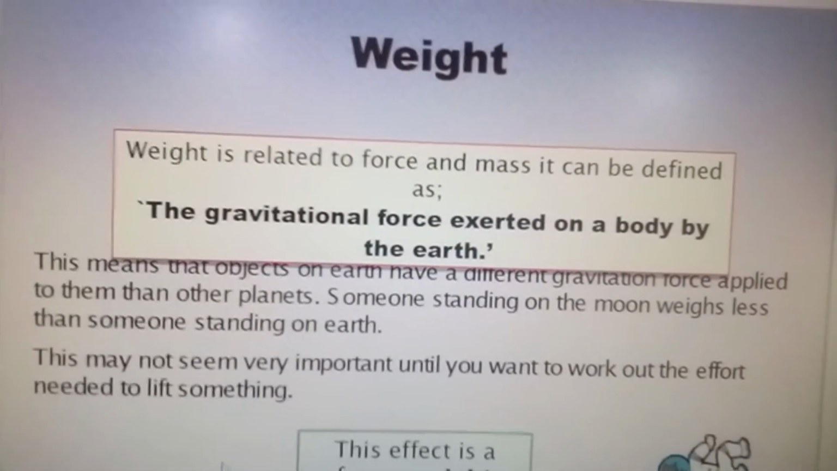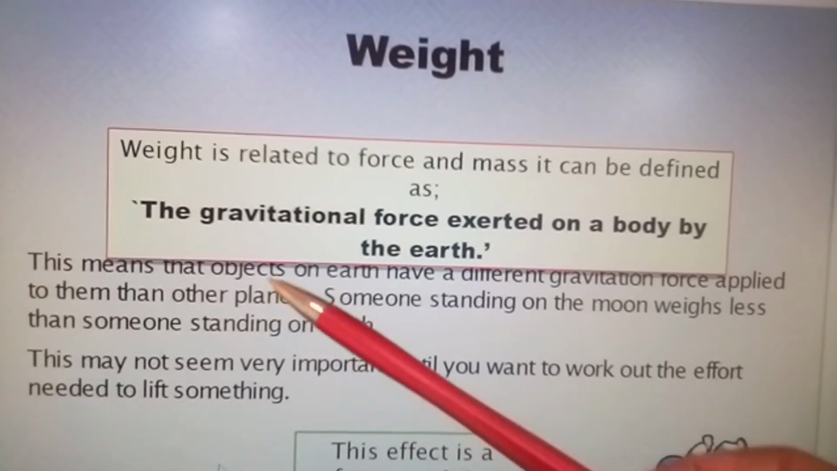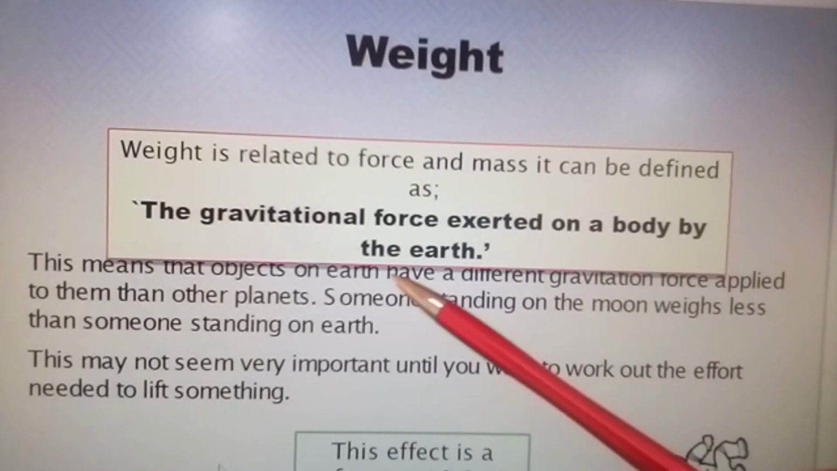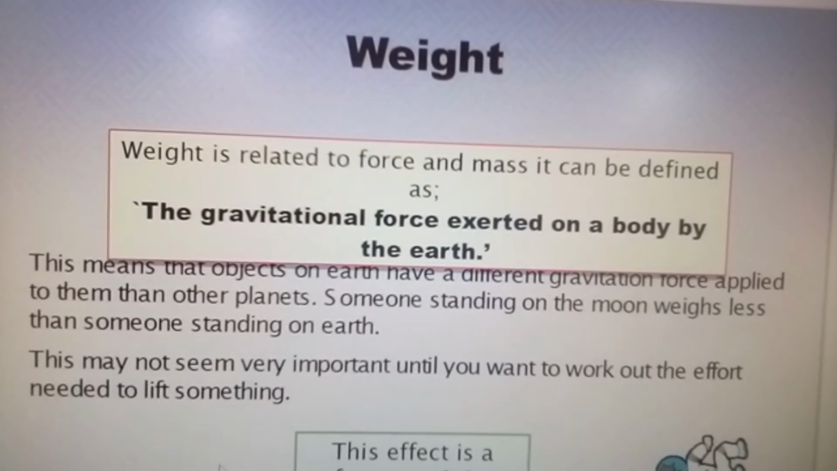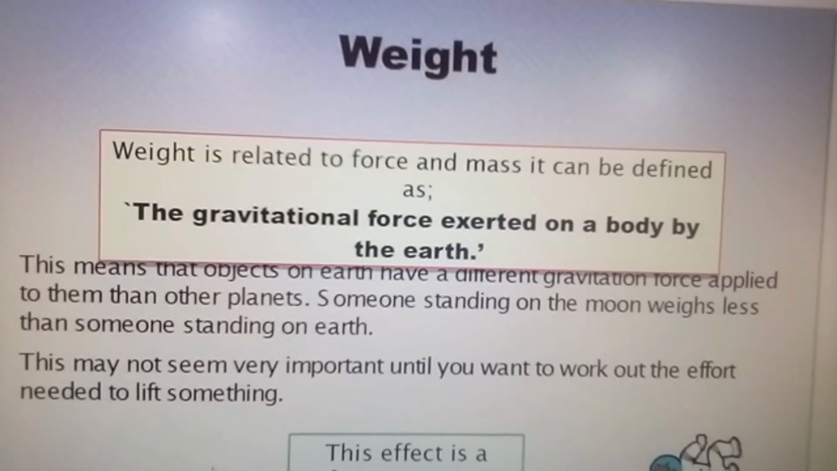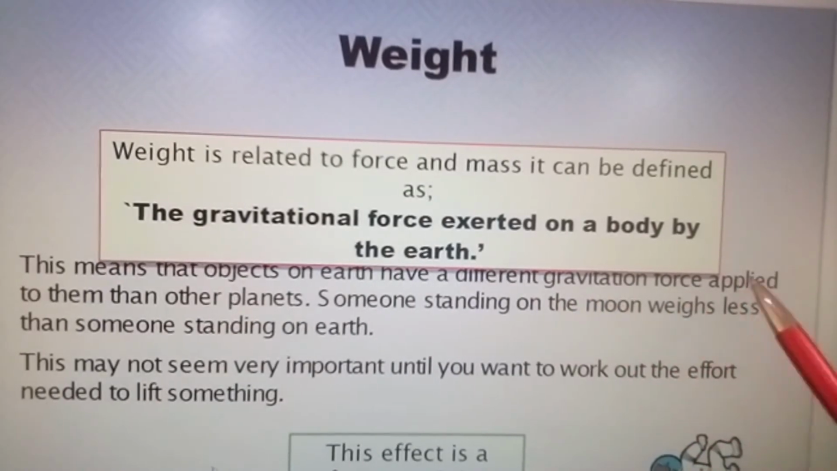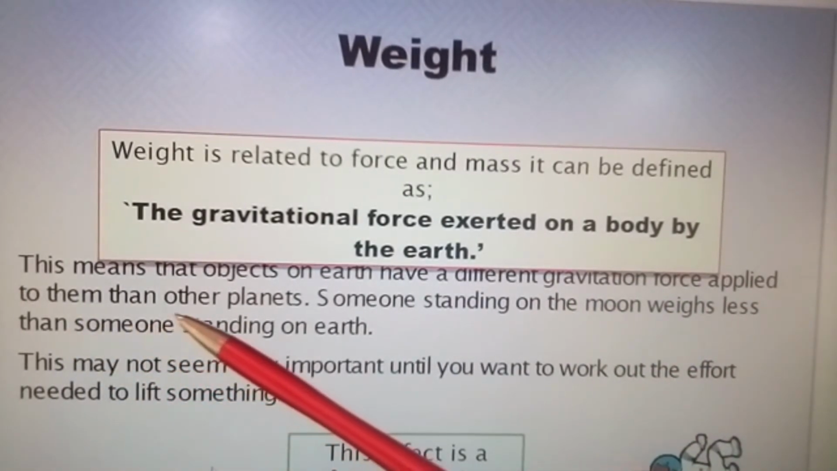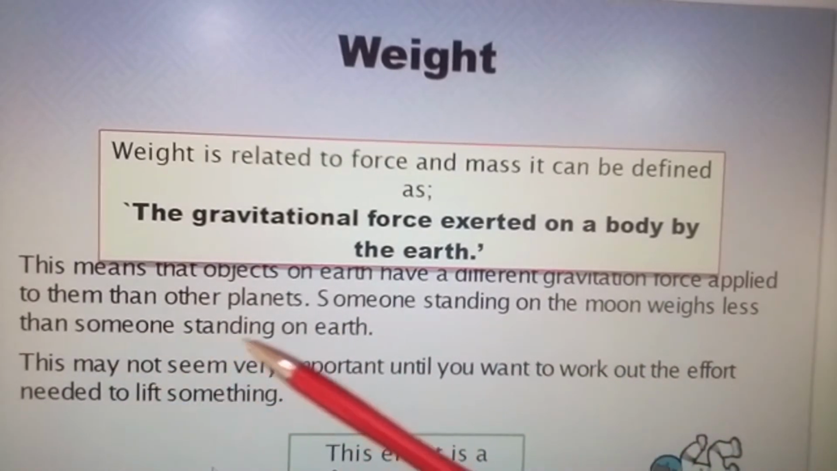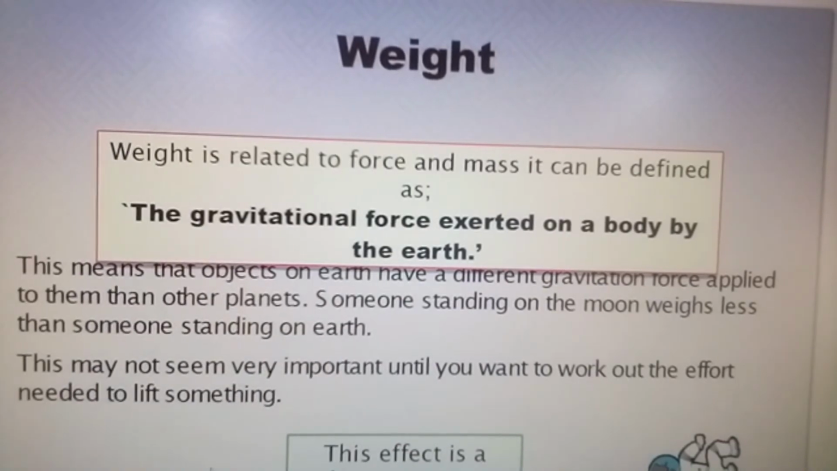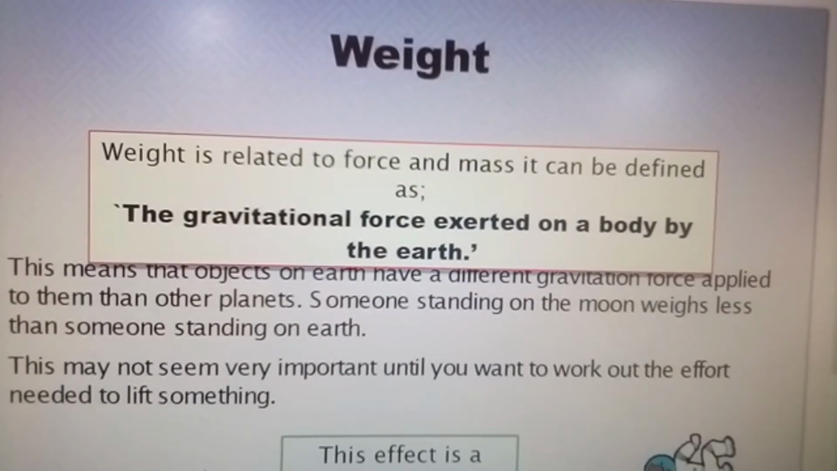Okay, weight. Now weight is related to force and mass. It can be defined as the gravitational force exerted on a body by the Earth. So you have a gravitational force of 9.81 meters per second squared exerted on your body. This means that an object on Earth has a different gravitational force applied to it than on other planets. Someone standing on the moon weighs less than someone standing on Earth. This may not seem very important until you want to work out the effort needed to lift something, okay?